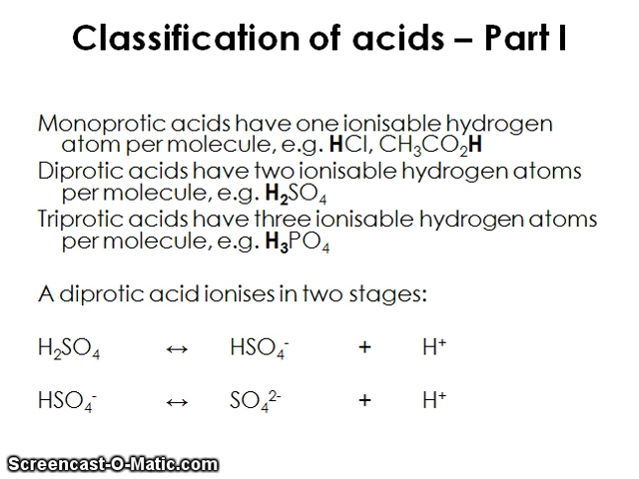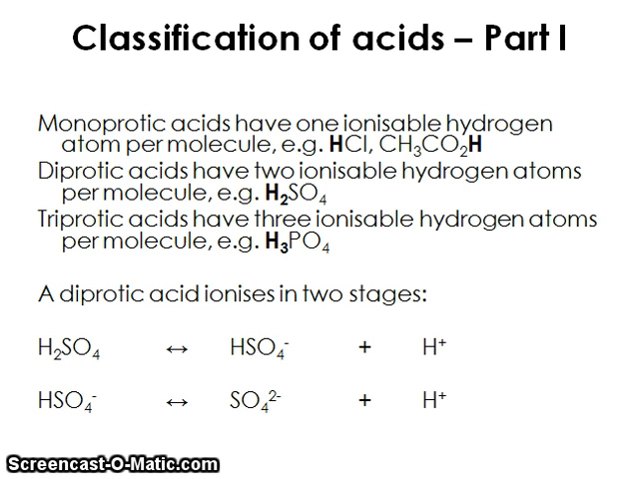So each molecule, for example, of HCl is going to give one H+. And there we've also got CH3CO2H, which is ethanoic acid. That's also going to give one H+. So both of those are monoprotic. A diprotic acid is one where there are two H+ ions that can be given up. The most common example of this is H2SO4, which is sulfuric acid. Then triprotic acids have got 3 ionizable hydrogen atoms, and the most common example of this is phosphoric acid, H3PO4.